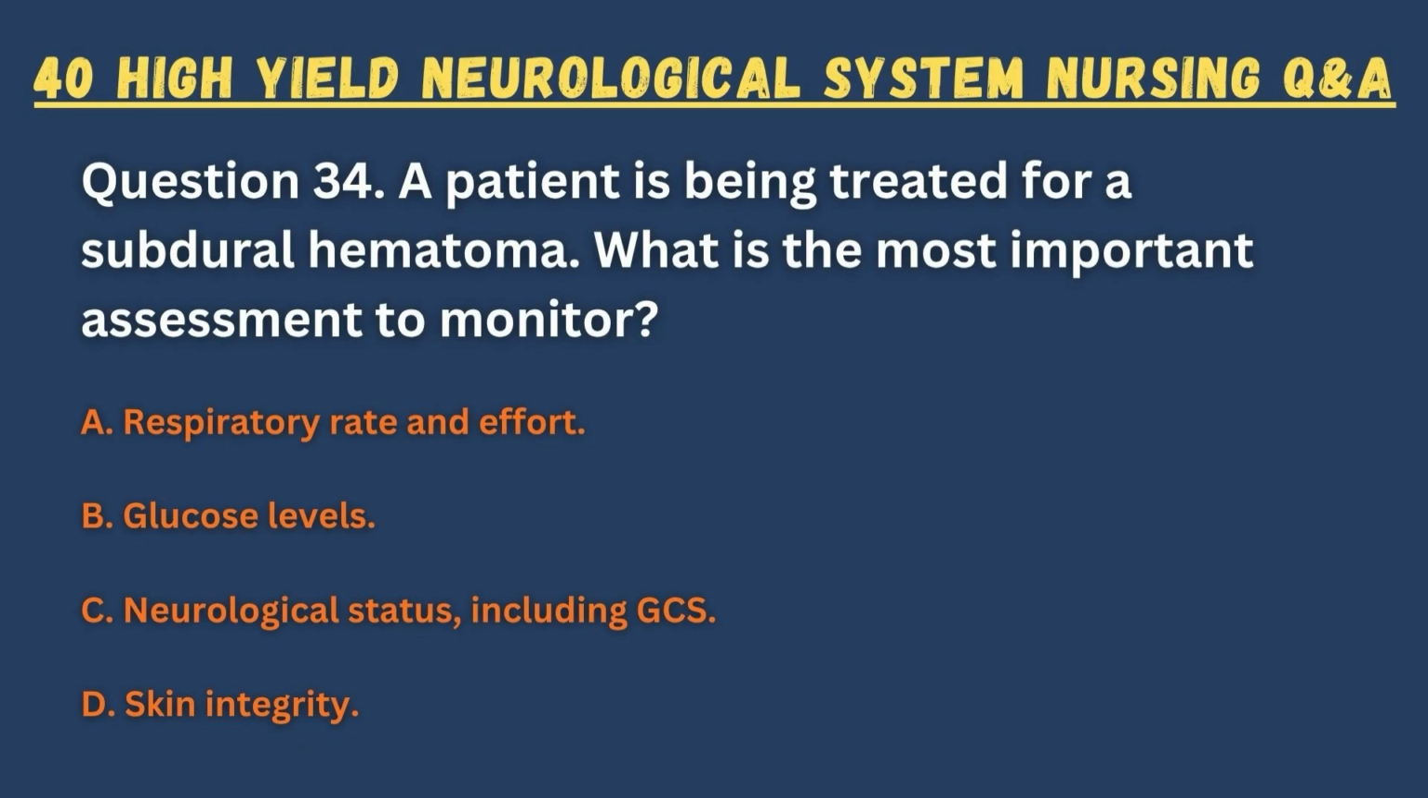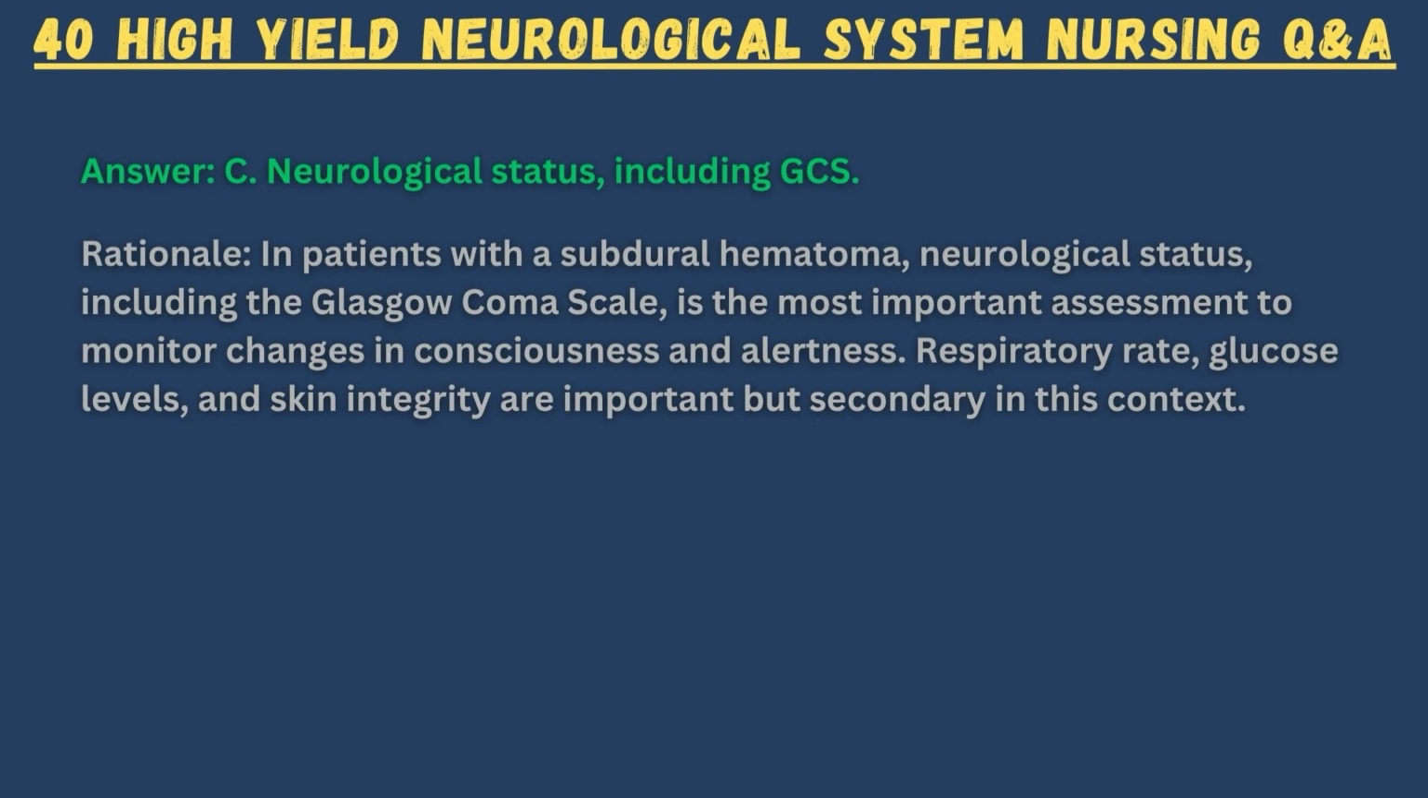Question 34. A patient is being treated for a subdural hematoma. What is the most important assessment to monitor? A. Respiratory rate and effort. B. Glucose levels. C. Neurological status, including GCS. D. Skin integrity. Answer: C.